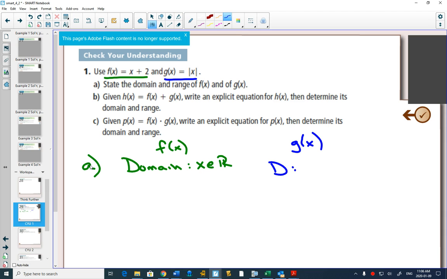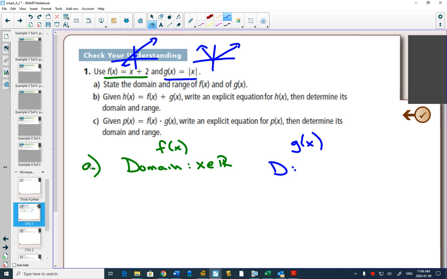My domain for g of x, absolute value graph, and sometimes it's helpful to just draw these pictures out so you have them in your head. You can see from those graphs the domain of g of x is everything as well. Part B.